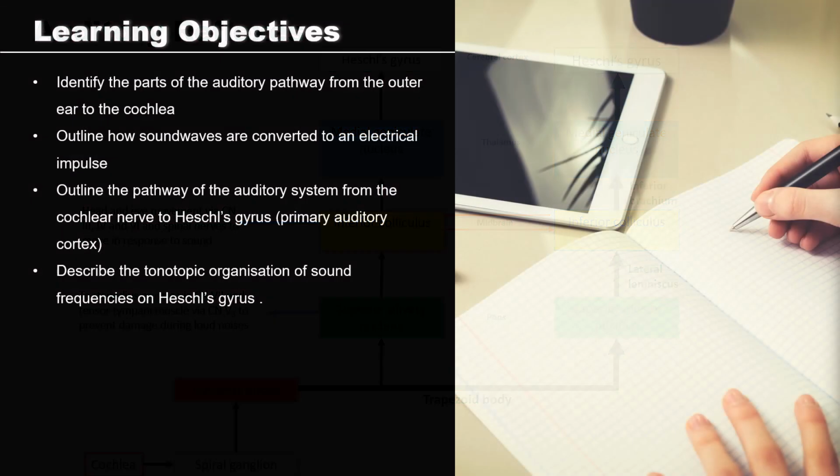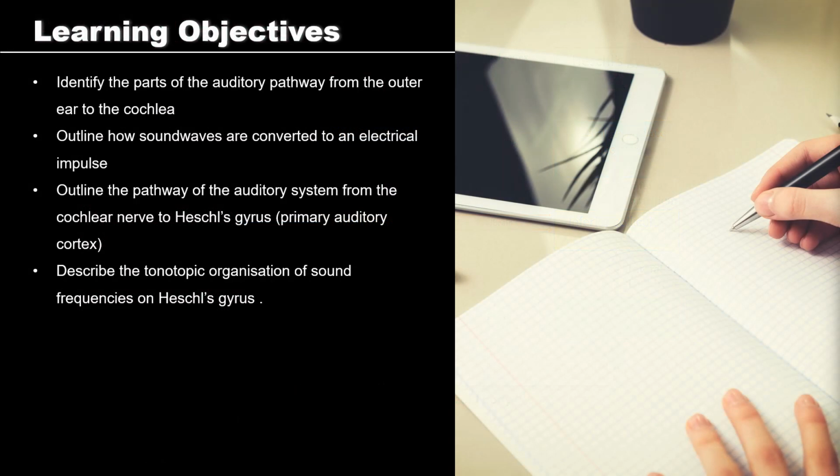And that brings us to the end of this video. You should now be able to identify the parts of the auditory pathway from the outer ear to the cochlea. Identify how sounds are converted to an electrical impulse. Outline the pathway of the auditory system from the cochlear nerve to Heschl's gyrus in the primary auditory cortex, and describe the tonotopic organisation of sound frequencies on Heschl's gyrus.